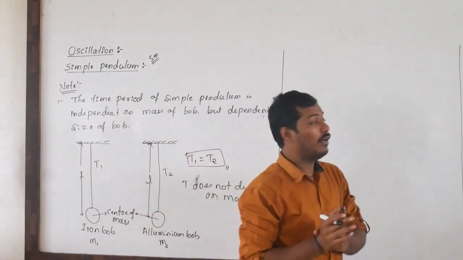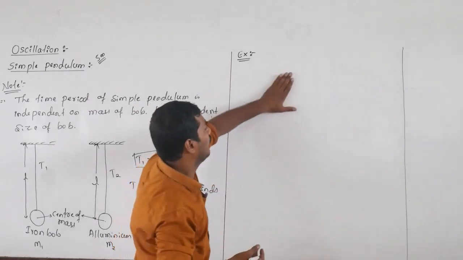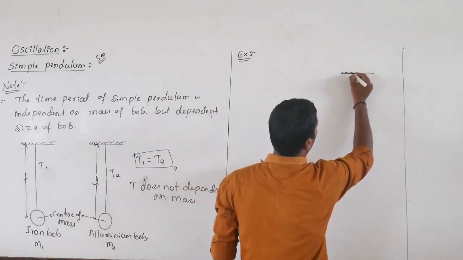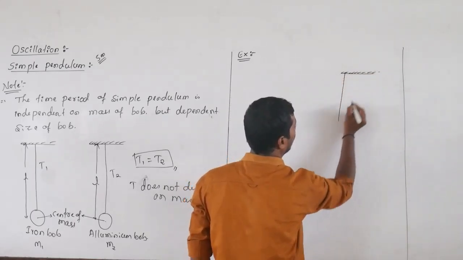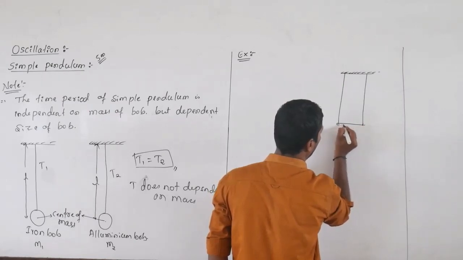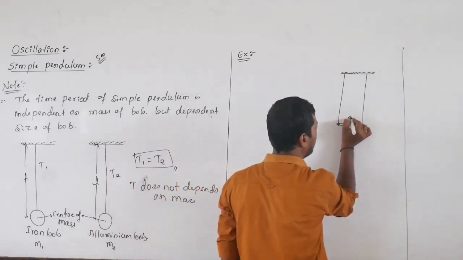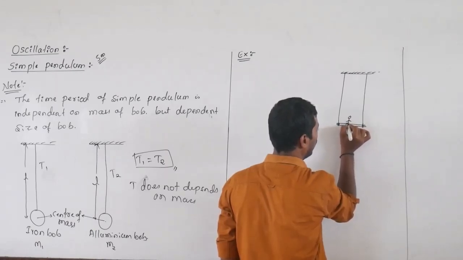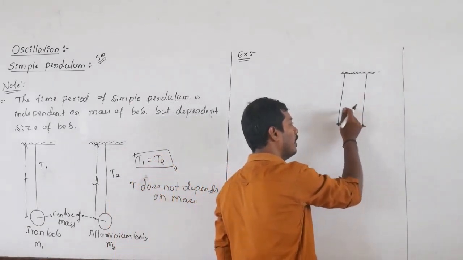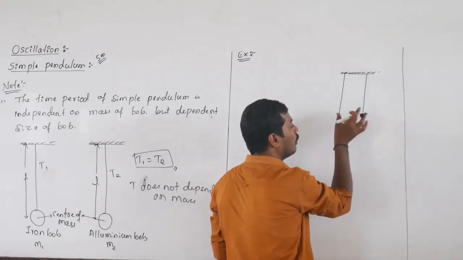Next is one example. I take one example here. One person is there. That person is playing on a swing. There is a swing. A person is initially seated on this swing, like this. He is just seated on this swing. There is a center of mass. It means the center of all mass of the swing, that man, along with this wood, if it is wood, both concentrated at one center.